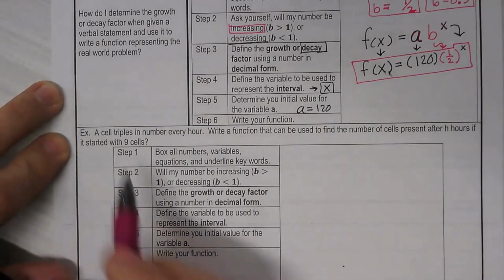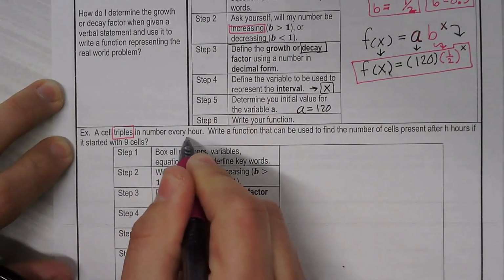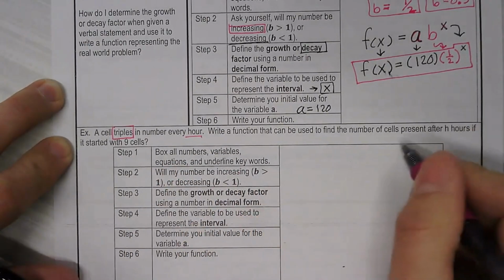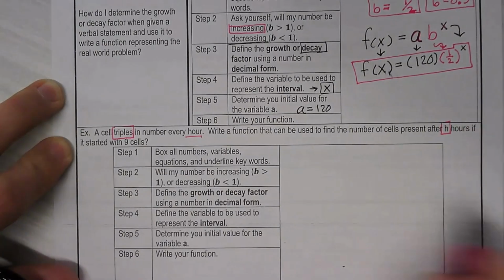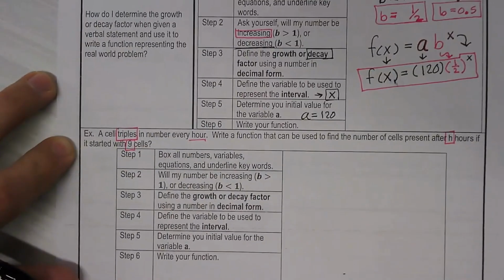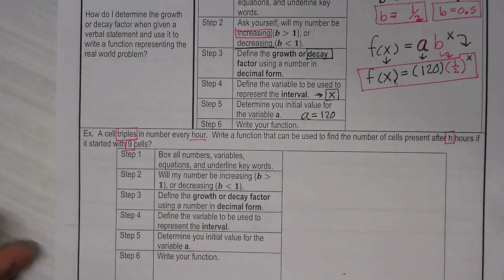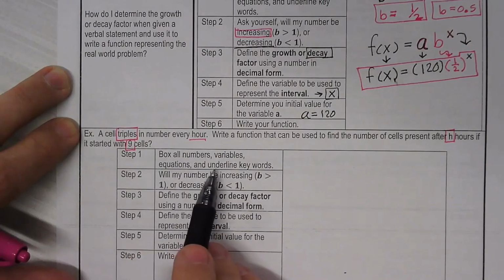And it says a cell triples in number every hour. Write a function that can be used to find the number of cells present after h hours if it started with 9 cells. So notice there's 3 things that are boxed. I have the word triples, I have the h, and I have the 9. So let's go through these steps again. Box all numbers, variables, equations, and underline keywords.